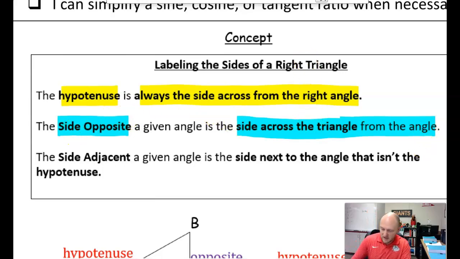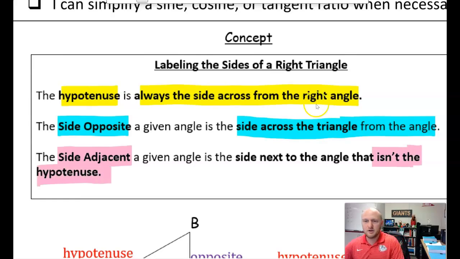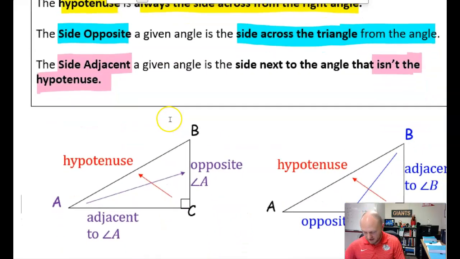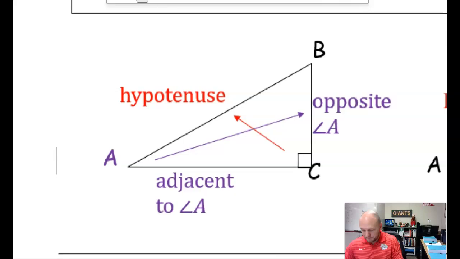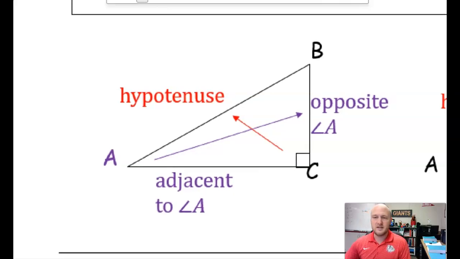Now, the other side, and that's kind of why these are arranged in this order, the side that is next to that angle, is called the side adjacent. And that's the side next to it that is not the hypotenuse, okay? And so we have 3 sides: the hypotenuse, the opposite side, and the adjacent side. So let's go ahead and look at this first example here. We are using angle A. This is our given angle.